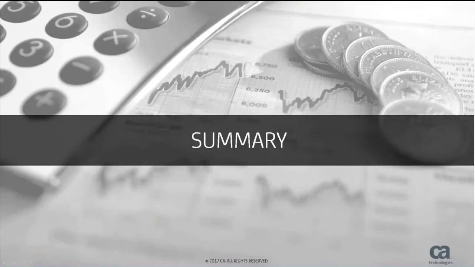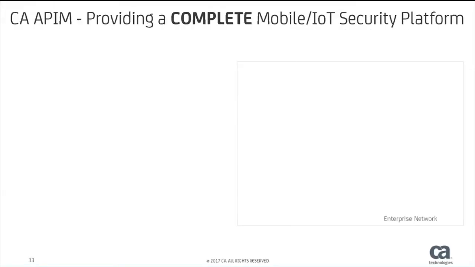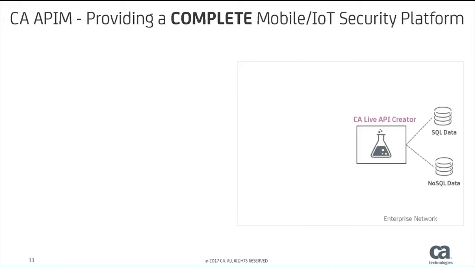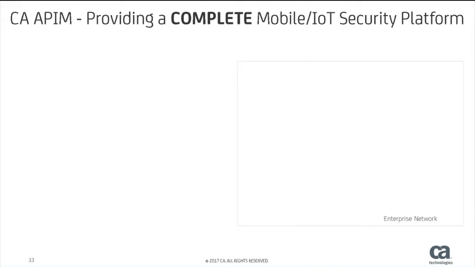So, summarized, API management provides you a complete mobile and IoT security platform, as you've seen, because you can use the OAuth Toolkit to enforce security for web apps, but also for APIs themselves. So let's have a quick look at what the components are and where we're focusing.